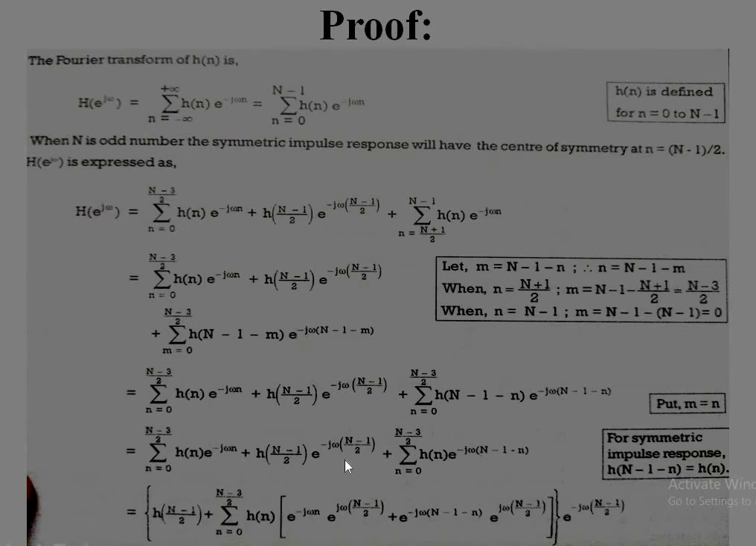as a common term and multiplying with all those terms, I have this as sigma n is equal to 0 to n minus 3 by 2 h of n into e power minus j omega n e power j omega n minus 1 by 2. Since we have taken this term common, I multiply this with e power j omega n minus 1 by 2, and similarly here also I have multiplied with this n minus 1 by 2. And rearranging the terms, we have this as e power minus j omega n minus 1 by 2.